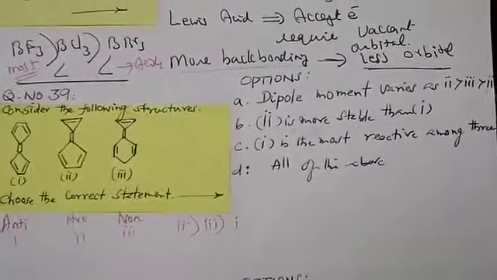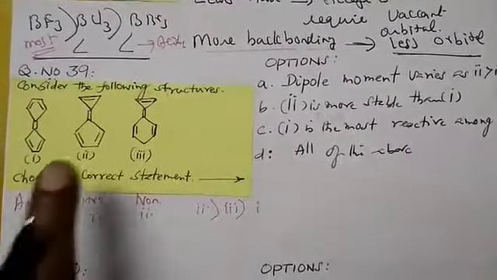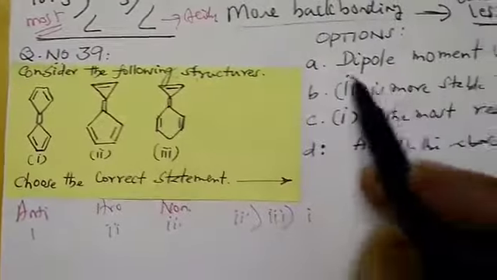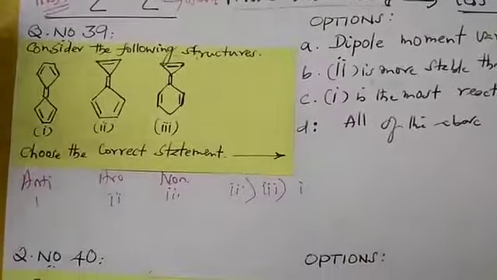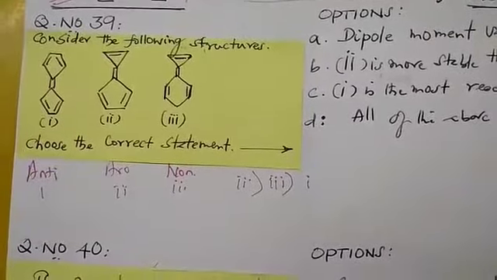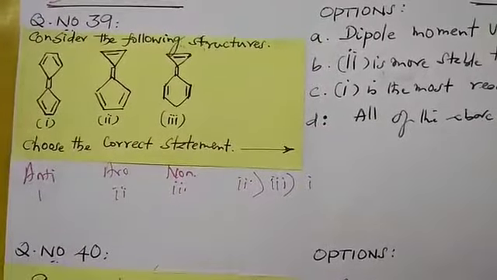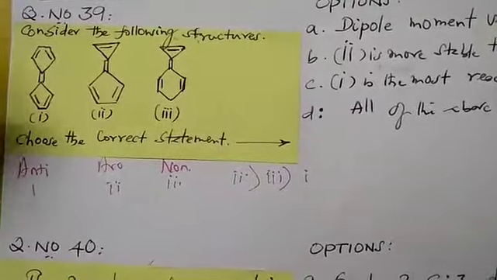Now we are going to the next question. It is a very simple question. Consider the following structures. You have three structures available. What they are asking is related to the dipole moment and the stability. So we have to consider the stability. What you have to find out is aromaticity. From general organic chemistry, aromaticity is very important knowledge. It is given here. It is a complicated structure.